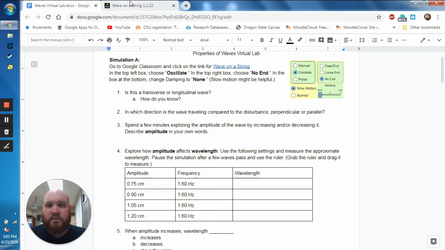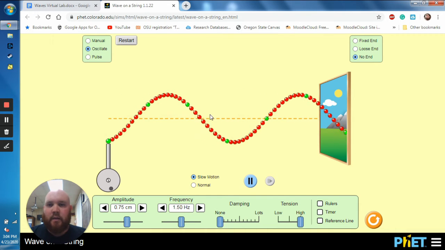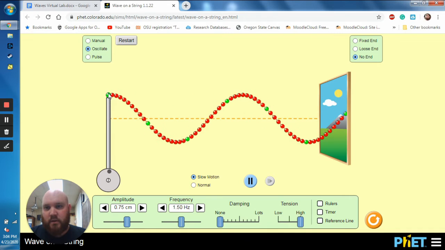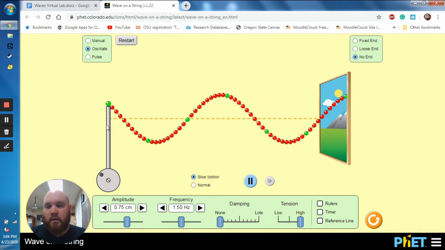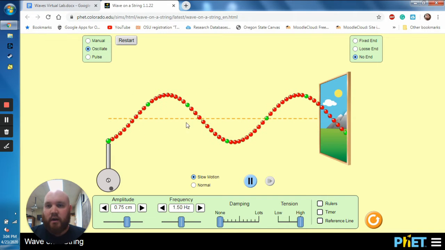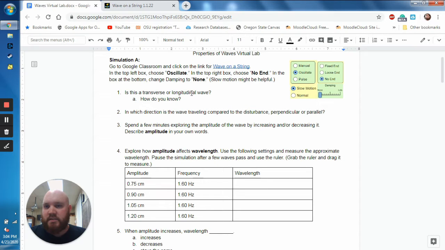A transverse wave is when the disturbance and the propagation of a wave are perpendicular. So if you look, this oscillation is going up and down, but the wave is traveling along the string in the X direction when the disturbance is in the Y. So that's something that will pop up. Those are two pretty in-depth, big idea vocabulary words, transverse versus longitudinal.